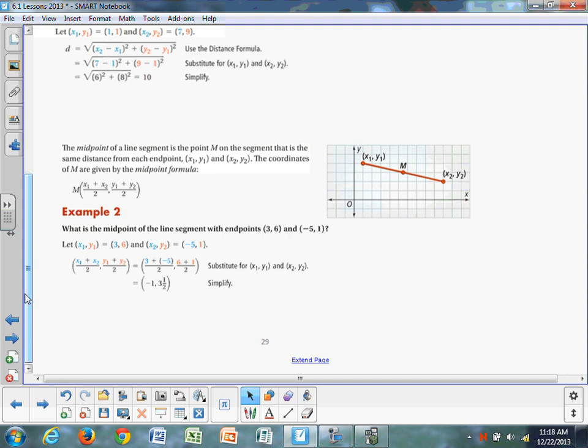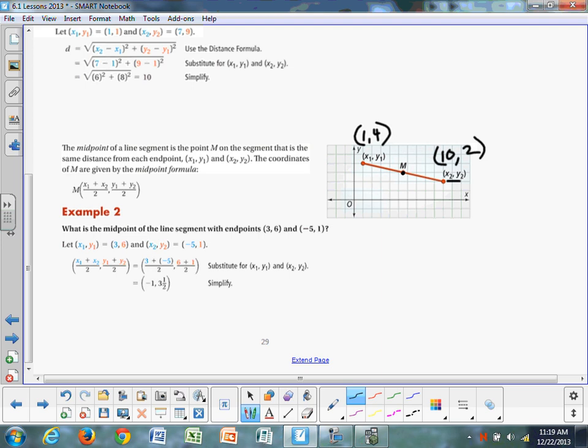The second formula here is the midpoint formula, and let me explain that to you by using coordinates here. The coordinates of this point here is (1, 4). The coordinates of this point down here is (10, 2). Okay? And the midpoint is just a point that's halfway between the two.